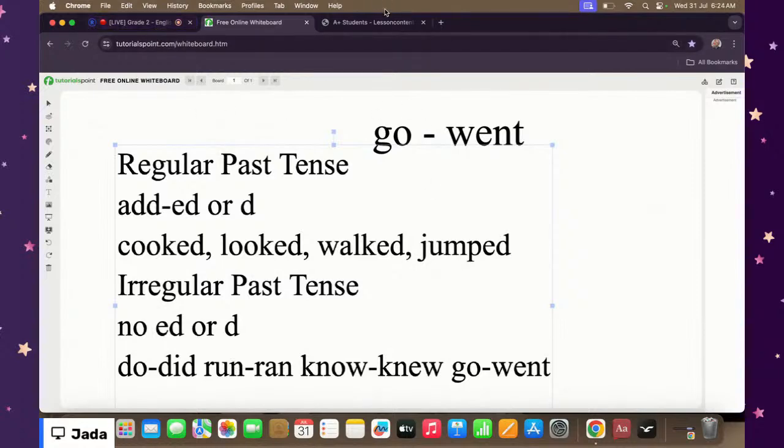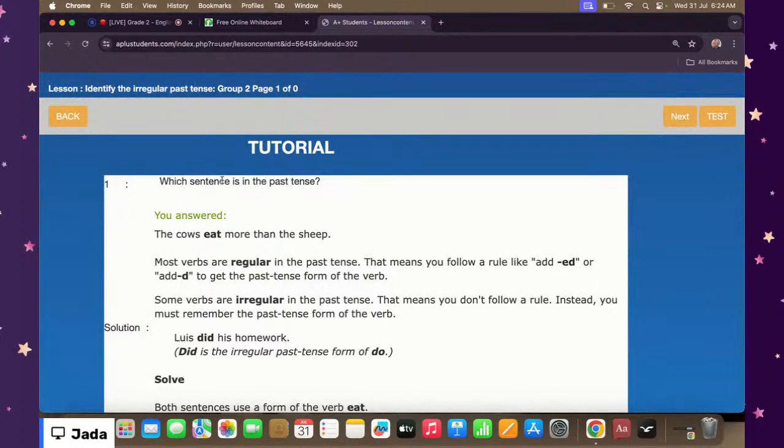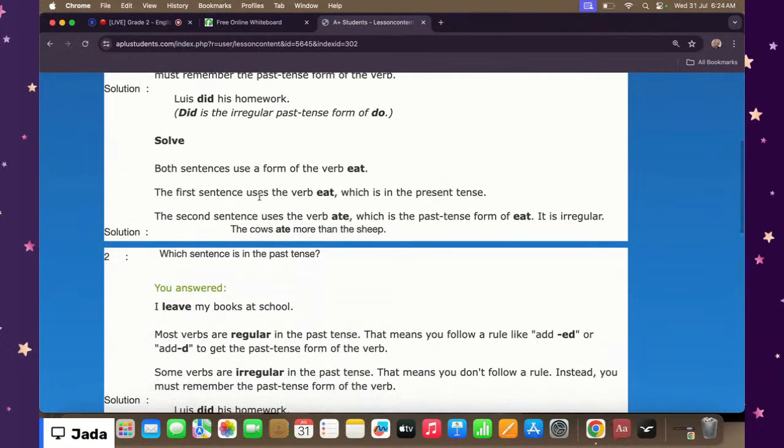So let's look at some examples. Which sentence is in the past? The cows eat more than the sheep. Now, eat is in the present form. What is the past tense form of eat? It will be ate. Okay, the cows ate more than the sheep. So if you want to say the past tense of eat, it is ate.